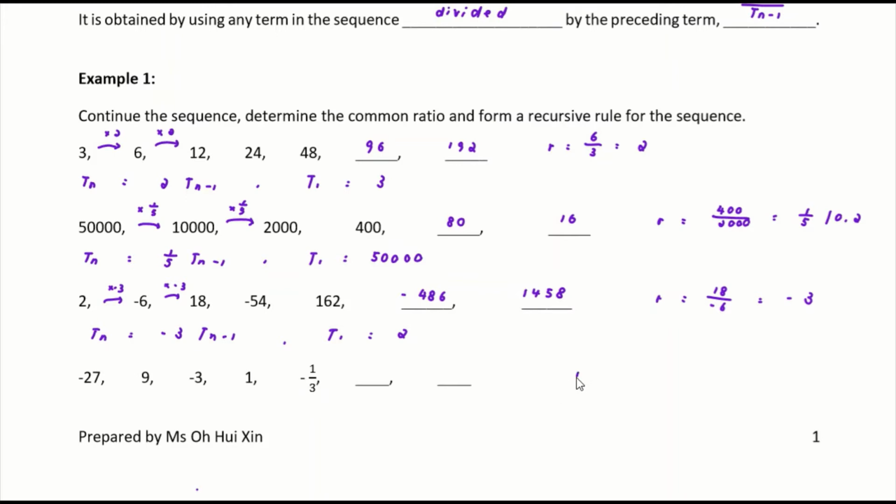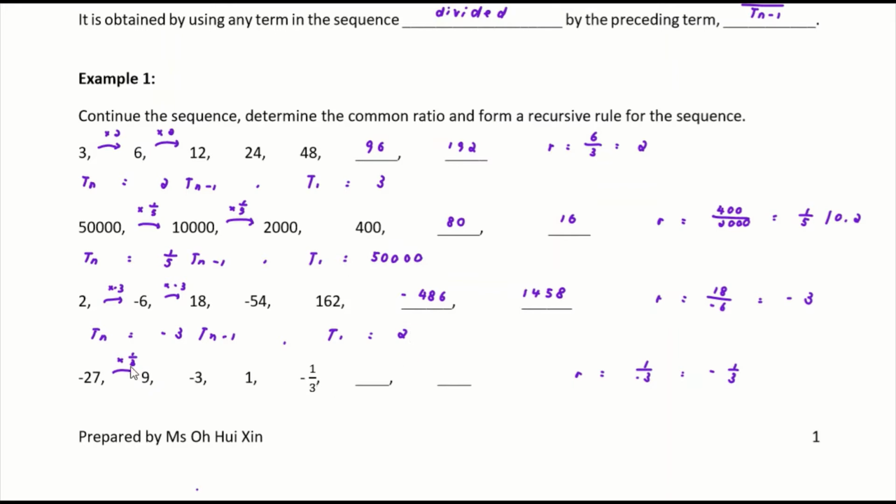Then you can expect that your R should be a negative number also. So take any one. Maybe you can take 1 divided by negative 3. Then this one is easy. Your ratio will be negative 1 over 3, which means how you get the next term is by multiplying by negative 1 over 3. In terms of the term, it's like divide by 3, but we don't say divide by 3, we say multiply by 1 over 3.